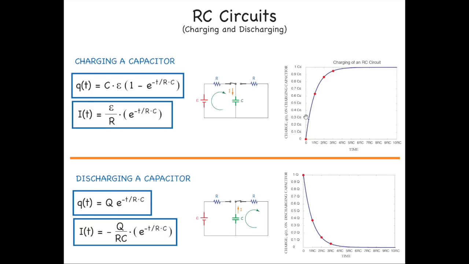Right? So this exponential increase and exponential decrease describe the behaviors of both the charge and the current when you're charging the capacitor with a battery through a resistor, or just simply discharging the capacitor through a resistor.